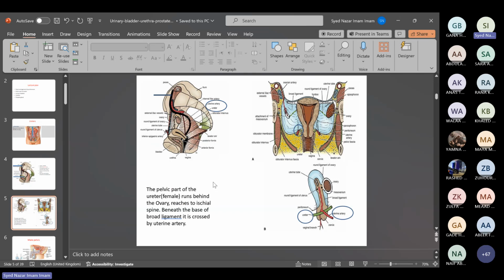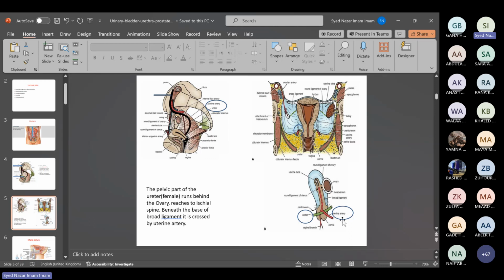And in the female, it just passes behind the ovary and reaches the ischial spine. Same as this, but here it is related to the ovary, which is anterior to the pelvic part of the ureter. And in the last part, while it enters the urinary bladder, it is crossed by the uterine artery. So this relation is very, very important, the relation of the ureter with the uterine artery, because the uterine artery supplies the uterus in the female.